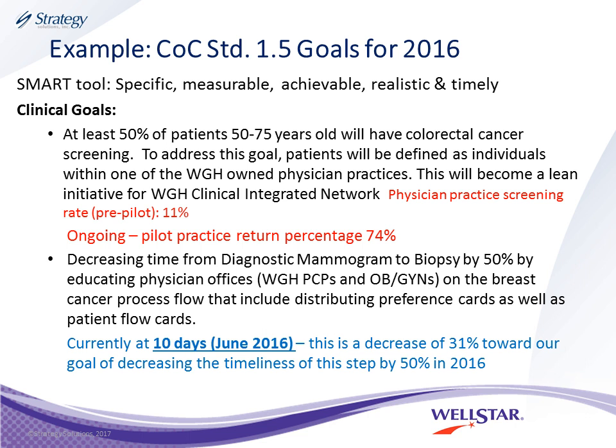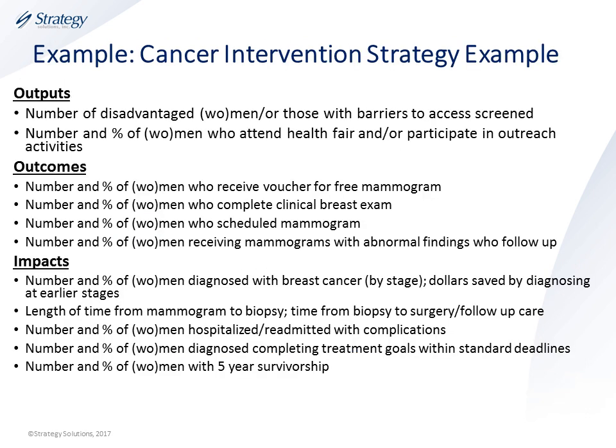They also were working on decreasing the time from diagnostic mammogram to biopsy, and were also trying to increase the number of people who were screened and then went on to receive cancer care if they had some type of issue. And here's an example, and this is kind of a collection. Some of these are from West Georgia Medical Center, but these are a collection of examples of different outputs and outcomes and impacts that we've seen from various cancer intervention strategies.